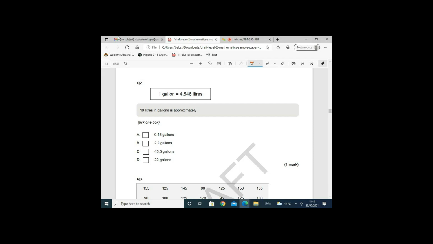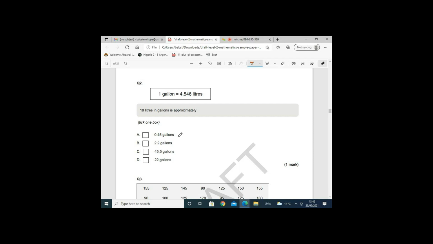So 10 liters in gallons is going to be 10 times 4.546. If 1 gallon, when you times 10 times 4.6, it gives you about 45.